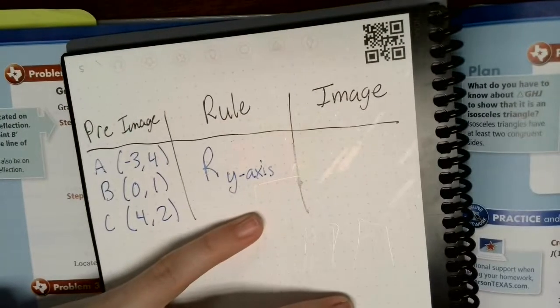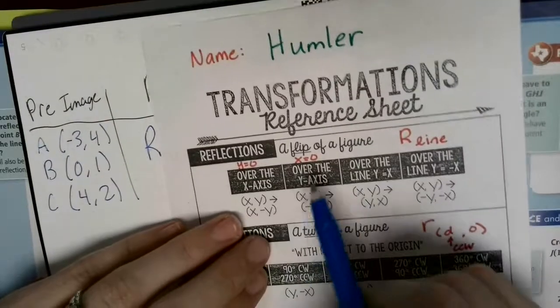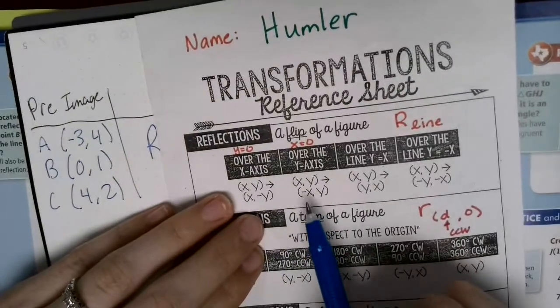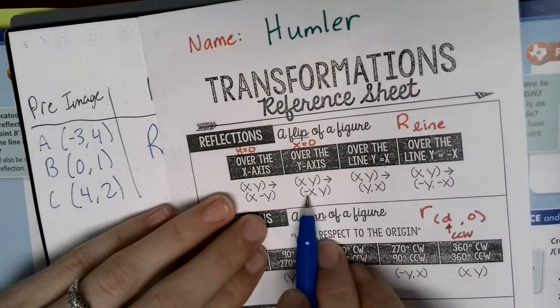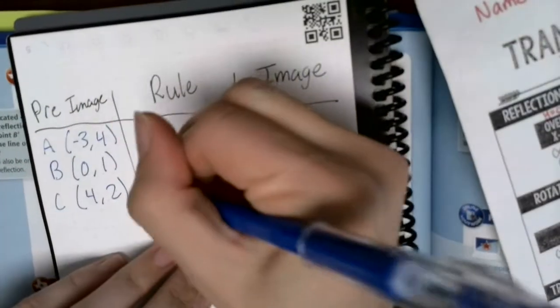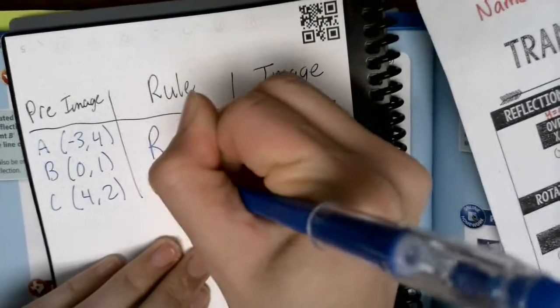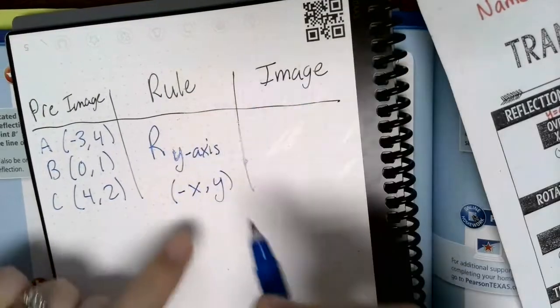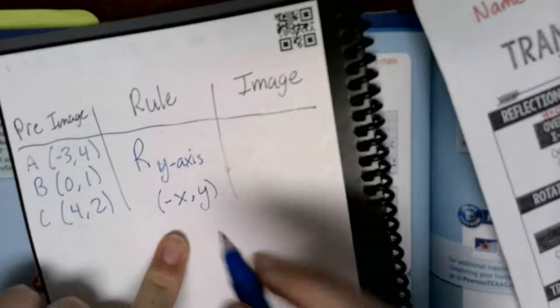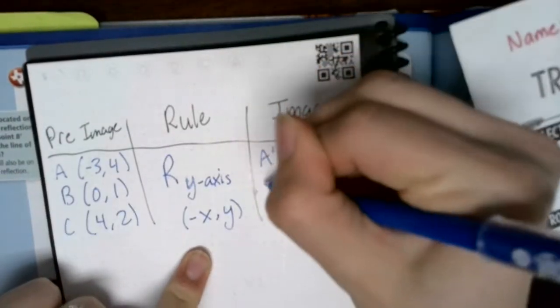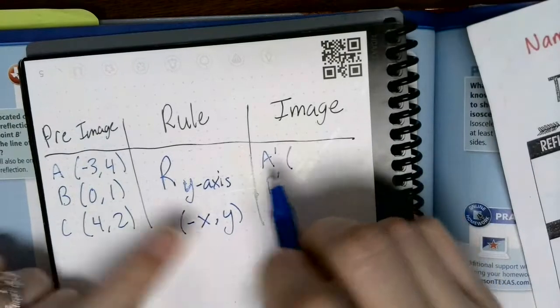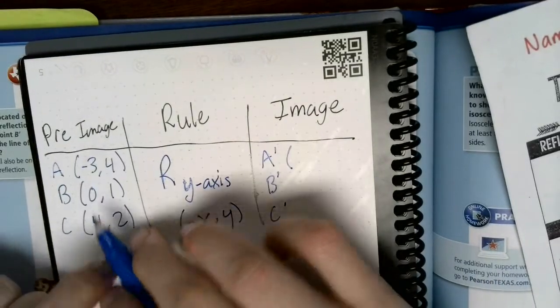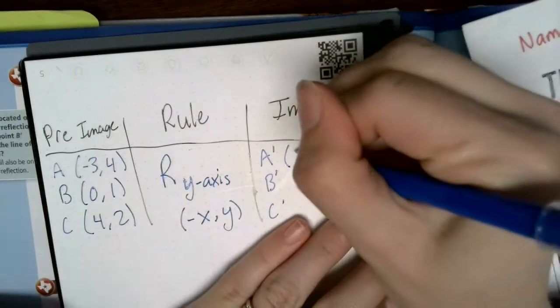Now, when I look at my reference sheet, when I reflect over the y-axis, that means I change the sign on x. My bad. Change the sign on x, y stays the same. I like writing that right here. Change the sign on x, y stays the same. That way I know what I'm doing. So now for my image points, A prime, B prime, C prime, I know all I have to do is change the sign on all these x's and keep it the same on all the y's.